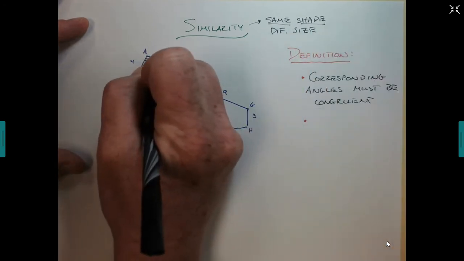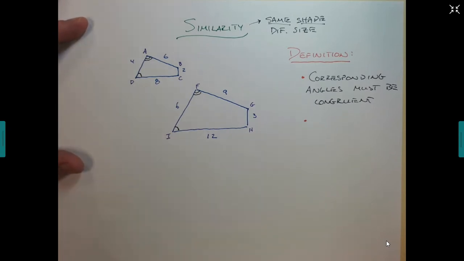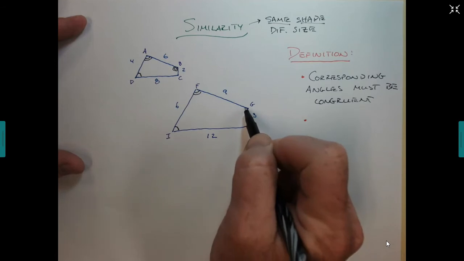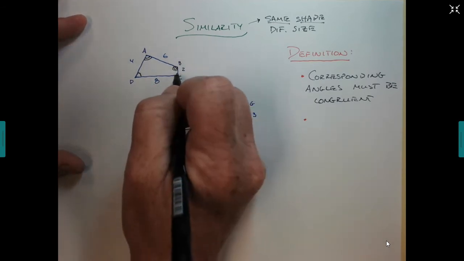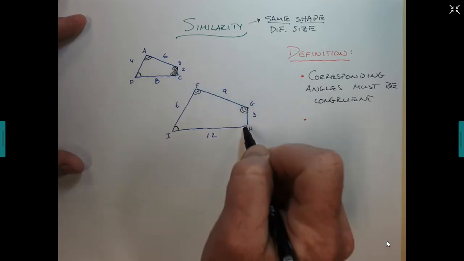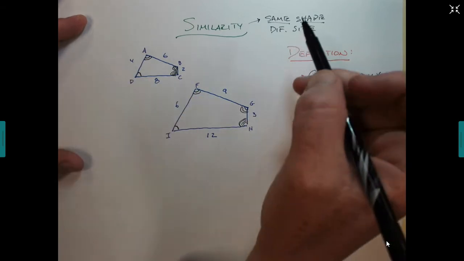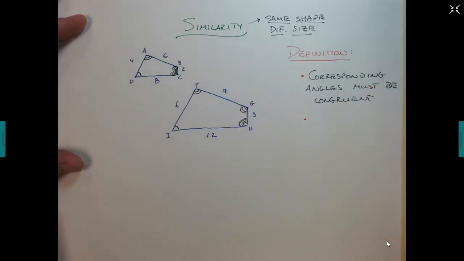This top angle, whatever it measures, has to be equal to the matching or corresponding angle. This angle on the right better equal the same angle over here. And if there's a fourth angle, those corresponding pieces have to be the same. This is in order to keep the same shape. Now, the sides are certainly not going to be the same because we end up with a different sized shape.